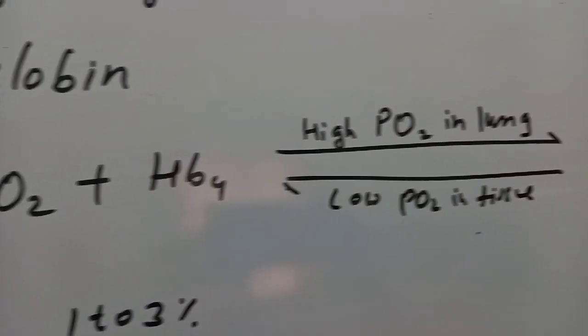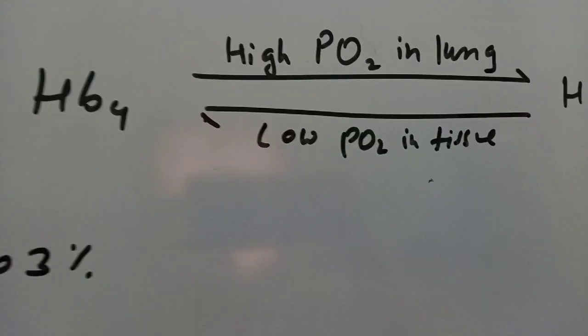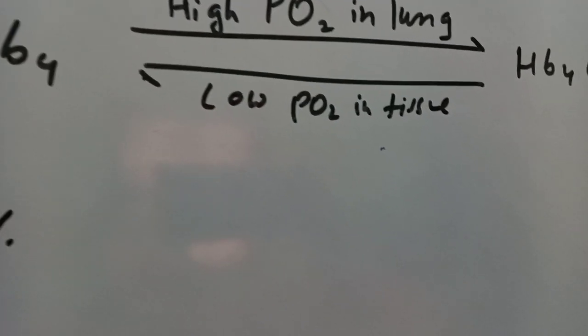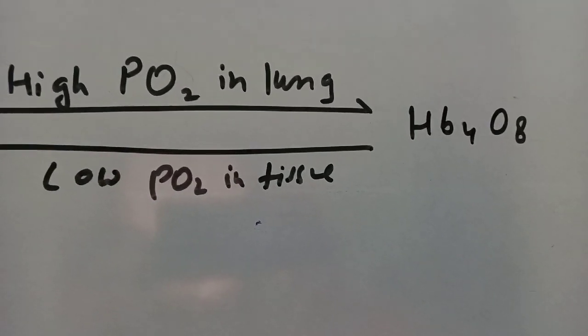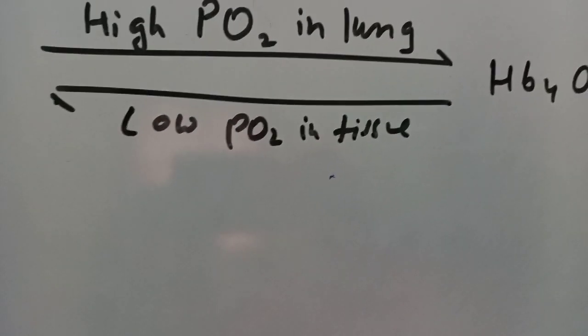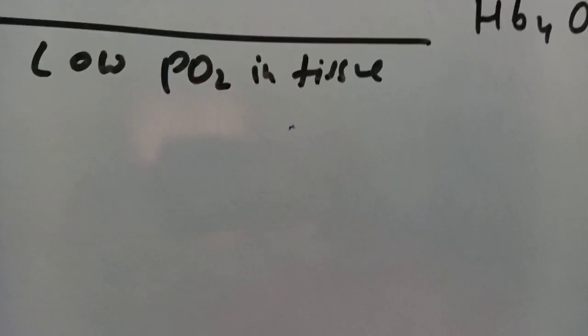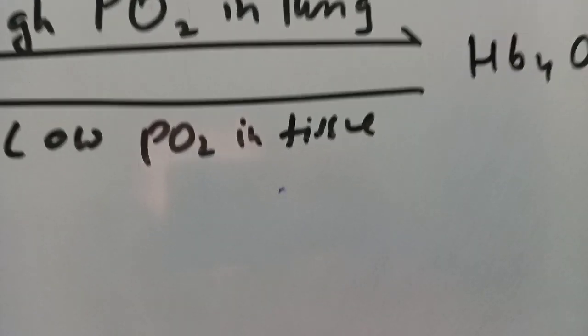As we all know, high partial pressure of oxygen is present in the lung, whereas low partial pressure of oxygen is in the tissue. So it is a bidirectional reaction, as ultimately this compound is formed that is known as oxyhemoglobin. Oxyhemoglobin is a temporary complex, and this process of formation of oxyhemoglobin is called loading.